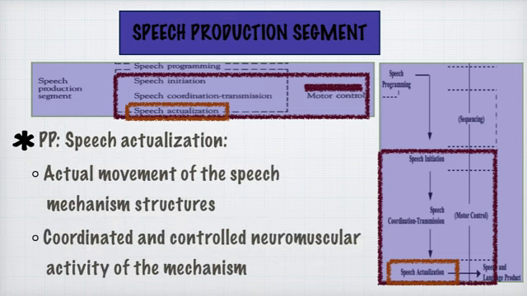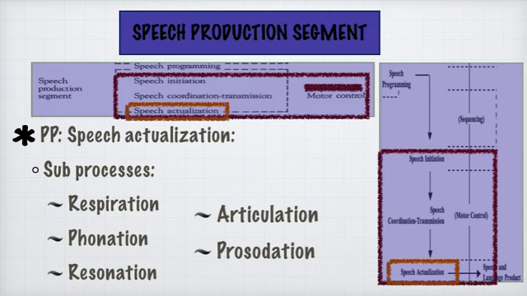So this is the actual movement of the speech mechanism structures, including breathing, coordinated and controlled neuromuscular activity of the mechanism. So this is more of muscular activation, the motor control. Di ba, motor control? So in speech actualization, these are the sub-processes that involve muscular activation or motor control, literally.